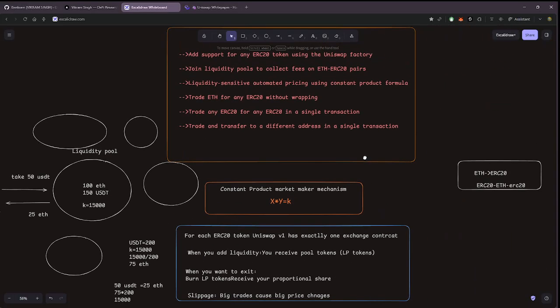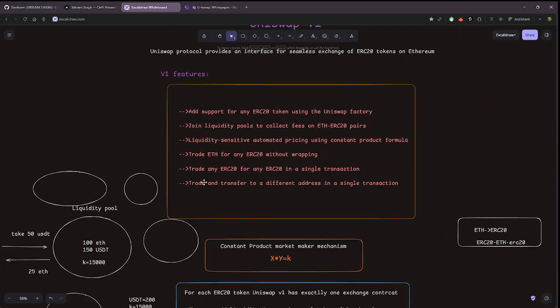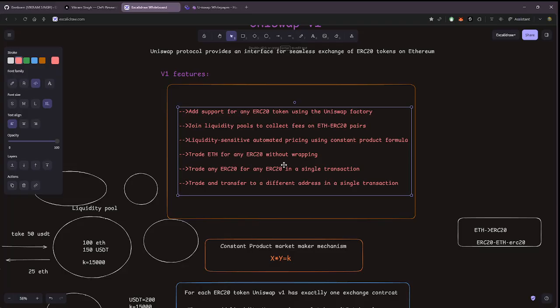So let's move to the next point. Trade ETH for any ERC20 without wrapping. We know that ETH is not an ERC20 token, and we have to wrap it every time we want to use it. But in Uniswap, you can use it directly without wrapping it.